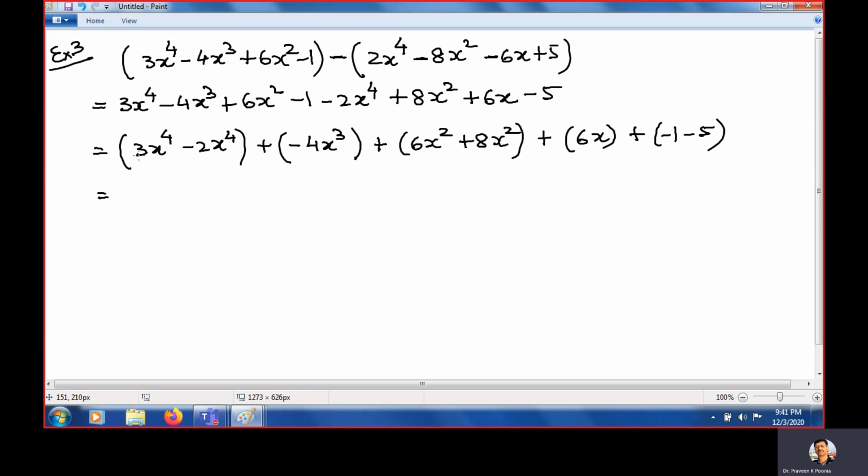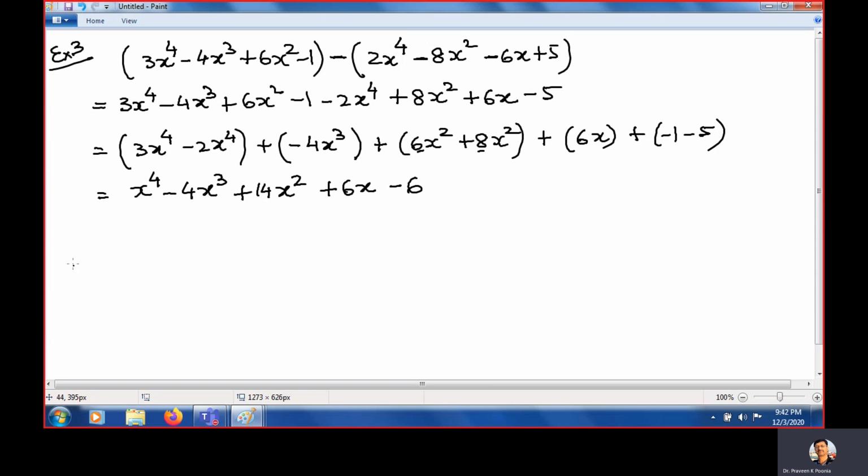3x^4 minus 2x^4, 3 minus 2 is 1, so it is x^4 only. The minus 4x^3 will remain the same. 6 plus 8 is 14x^2. 6x is a single term, and then minus 1 minus 5 is minus 6. So this is the answer of this question.